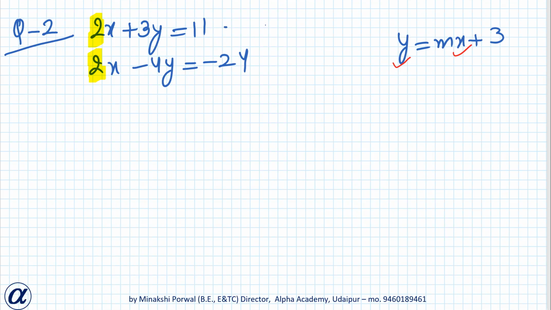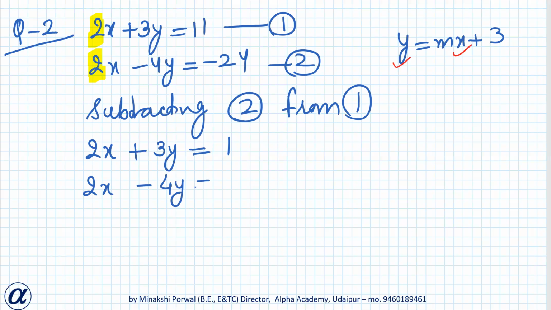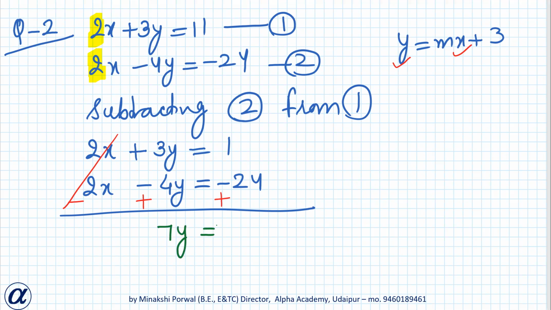So what we can do is, first of all we can number them 1 and 2, subtracting 2 from 1. So we'll write first of all equation 1 and 2x minus 4y equals minus 24. Changing signs. So this is minus, this is plus, cancel. 3y plus 4y is 7y and 11 plus 24. So that will be equal to 25. So y equals 25 upon 7.